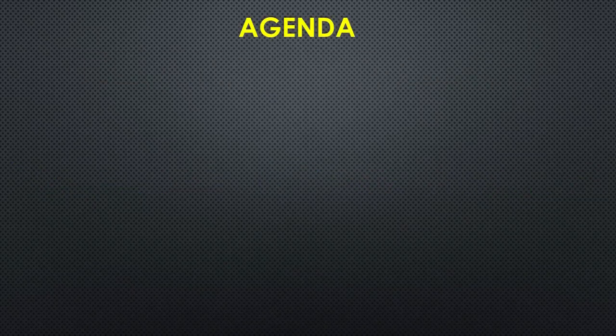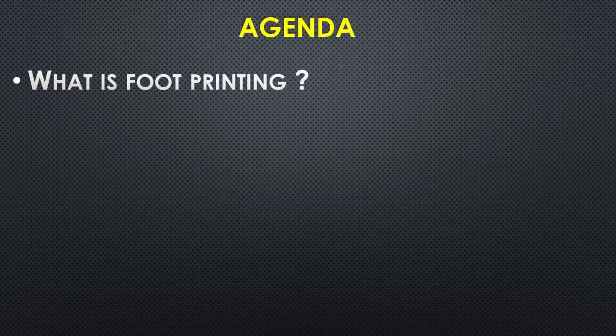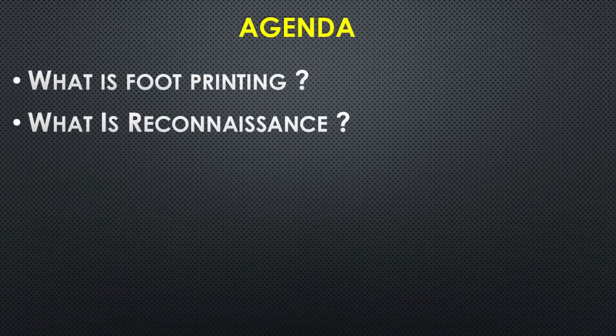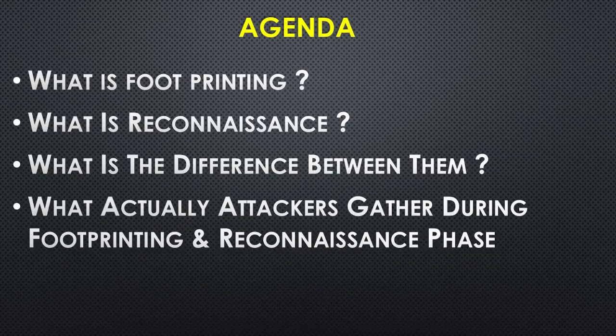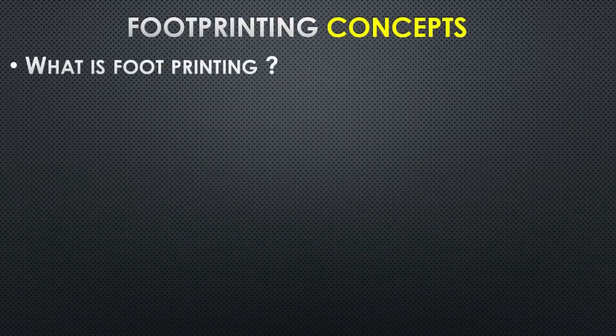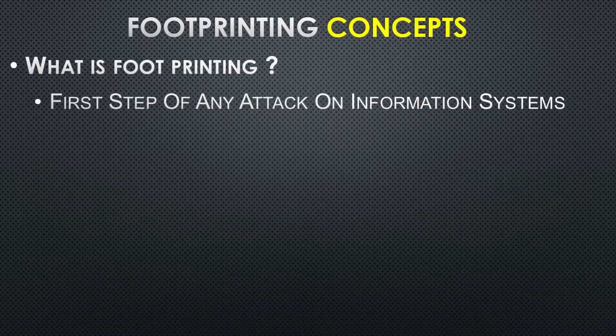In this video, I will explain what is footprinting, what is reconnaissance, what is the difference between them, and what attackers actually gather during the footprinting and reconnaissance phase of ethical hacking. So let's begin. So what is footprinting? It is the first step of any attack on information systems. It's like collecting information about the enemy in a military mission.